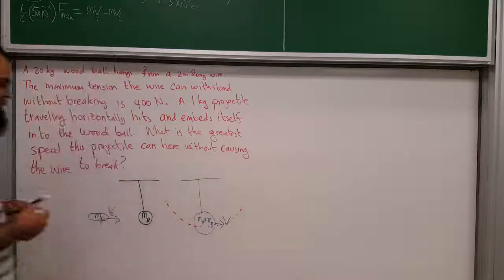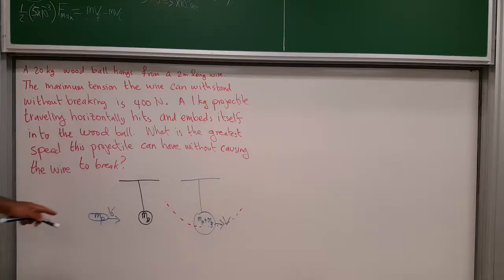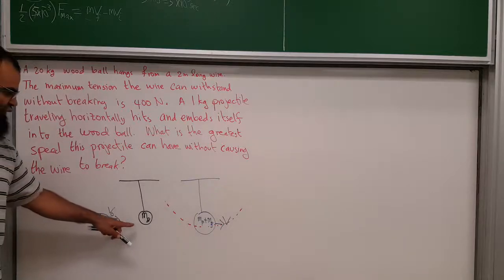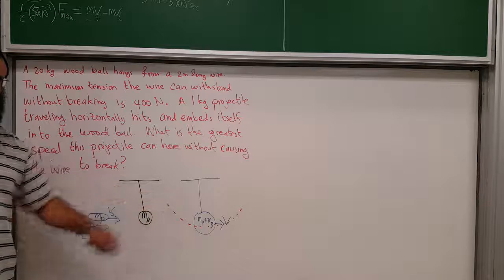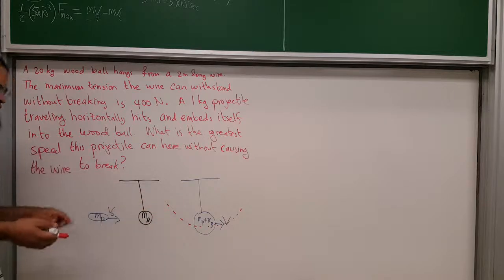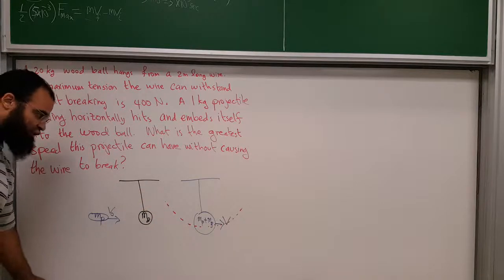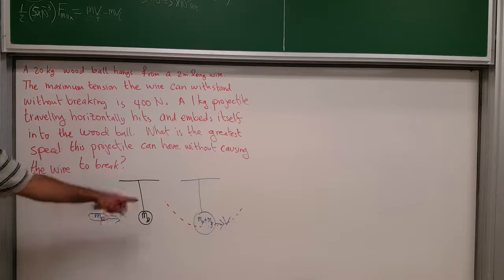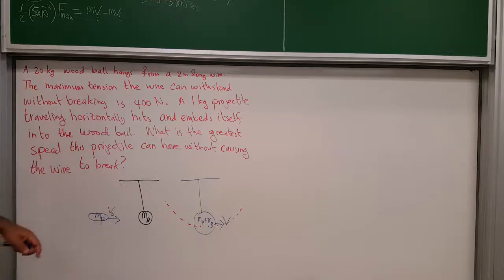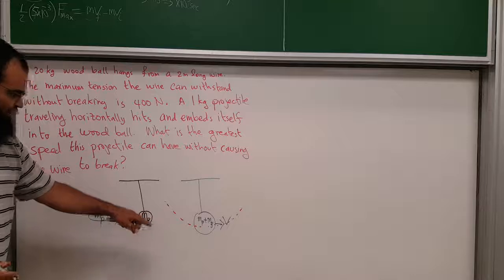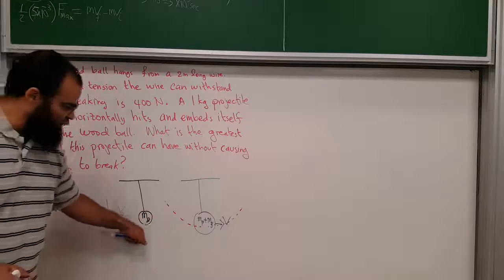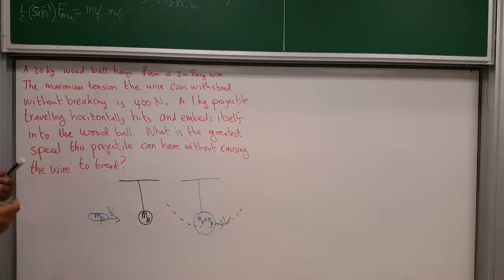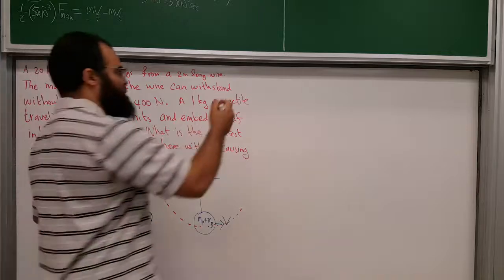Right, like that. And the question is, what should the maximum speed be so that the wire barely holds? So basically, the tension will be 400 newtons. What speed should it be so that the tension is 400 newtons? Well, first of all, let's use conservation of momentum to figure out the speed right before and right after the collision. It's inelastic, so that should be fairly simple.